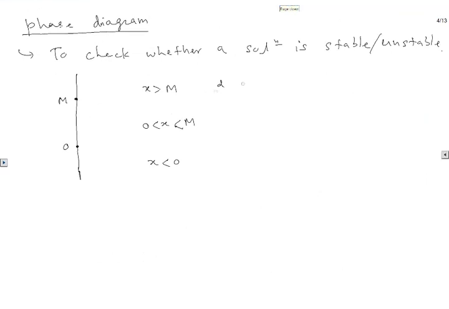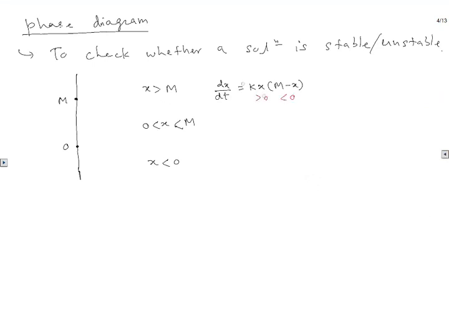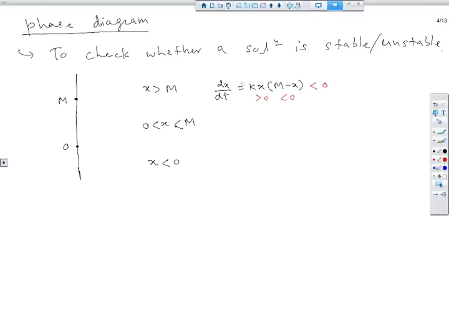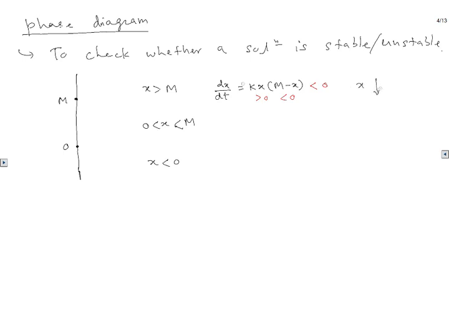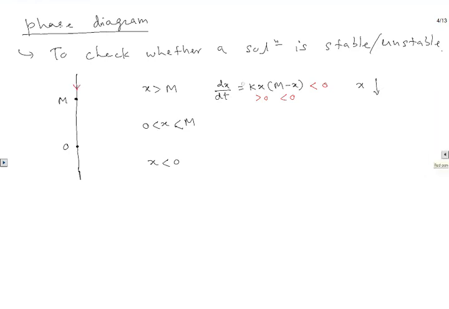So we can write this first one: dx over dt, which is k x (m minus x). If you pick a value which is greater than m, this factor is going to be negative, this is going to be positive, and we assume that k is positive, so this product is going to be negative. The product being negative means the slope is negative, so x is going to decrease. So we simply draw an arrow indicating that x is going to decrease if x is greater than m. If we start with a larger value which is more than m, it's going to decrease.